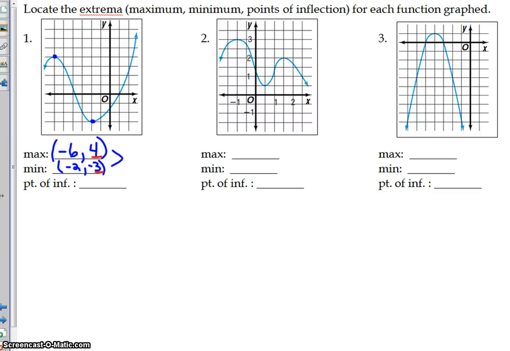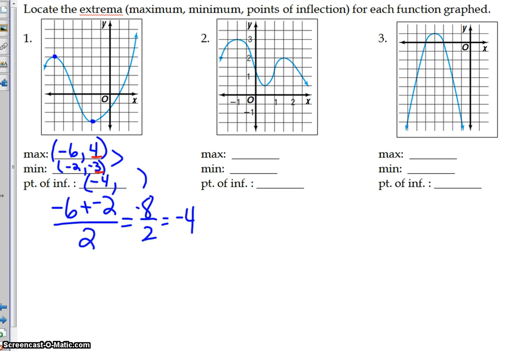Point of inflection. So we have to find our x value first for our point of inflection. So we're going to look at our x value in our maximum and our x value in our minimum, and divide by 2. So it turns out to be -8 divided by 2. So our x value is -4. And in this case, we're just going to look at the graph and do our best guess as far as where it is. 1, 2, 3, 4.